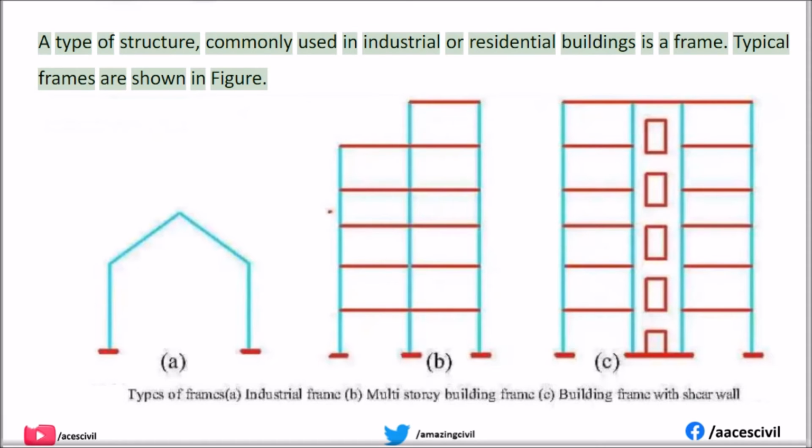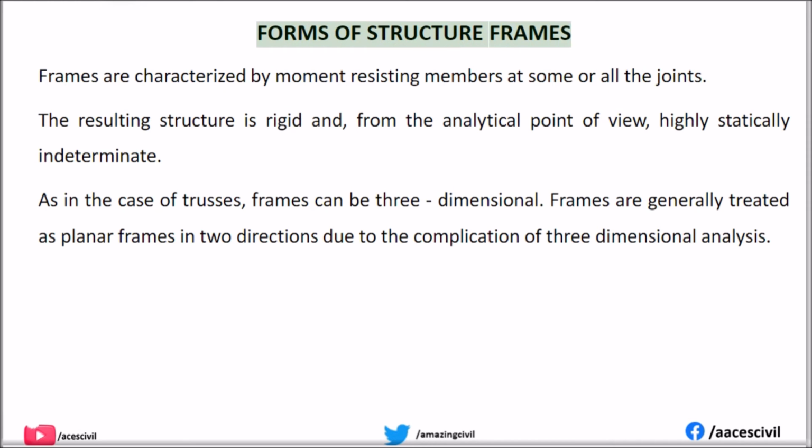A type of structure, commonly used in industrial or residential buildings, is a frame. Typical frames are shown in figure. Forms of structure. Frames. Frames are characterized by moment-resisting members at some or all the joints. The resulting structure is rigid and, from the analytical point of view, highly statically indeterminate.